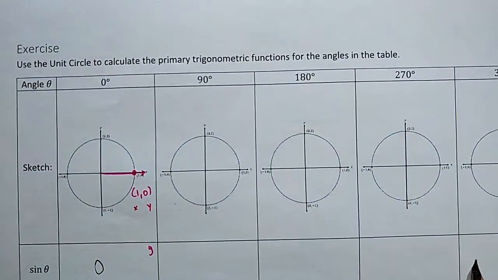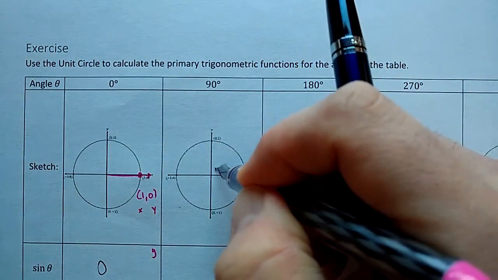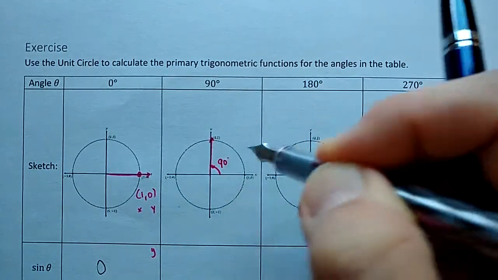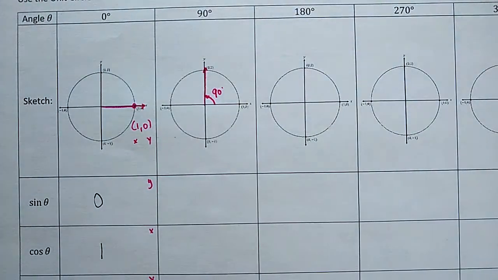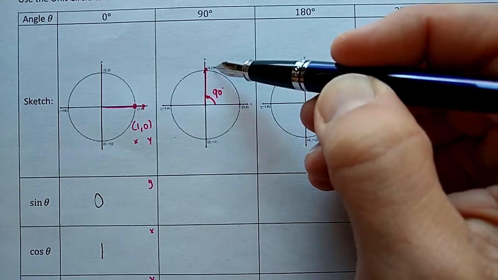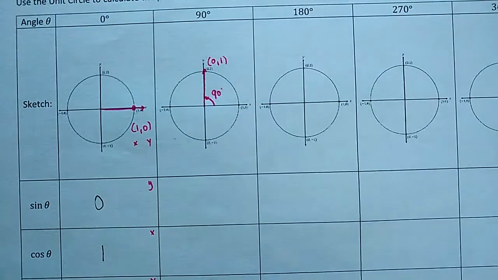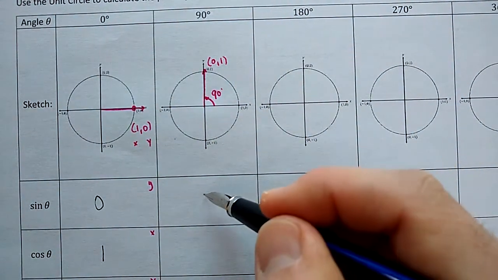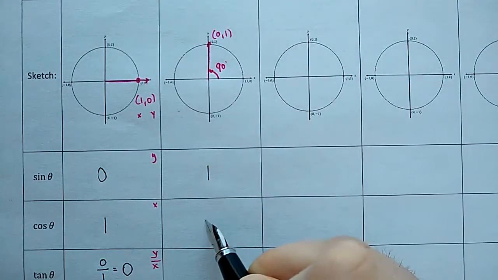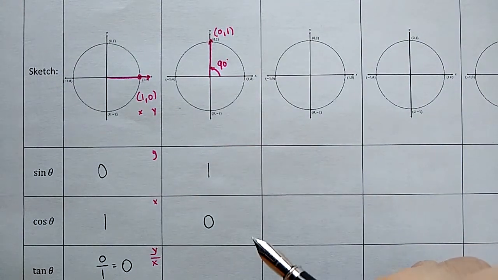Let's go on to 90 degrees. In standard position, starting at 0, going up to there, that's 90 degrees. The intersection happens right here. I should write it on the screen for you. It's at (0, 1). So the y value is 1. So sine of 90 is 1. The x value gives us the cosine. That's 0.